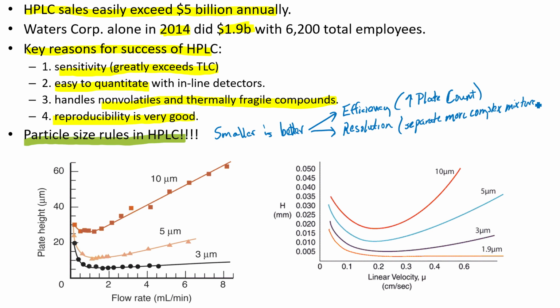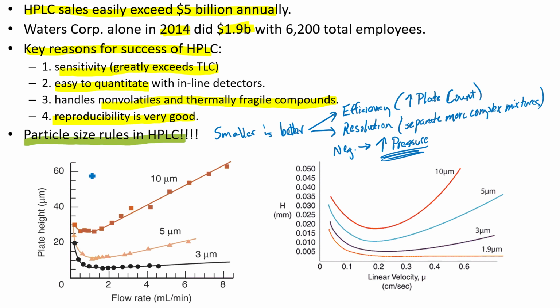Or separate a given mixture quicker. The downside to it is that, let's say the negative is increased pressure. So if you want to go to small particle sizes, you pay for it with the equipment and the pressure they run at. These bottom two figures share similar information, but they show the changes that we've seen in chromatography stationary phases.